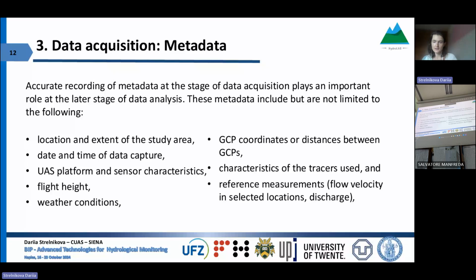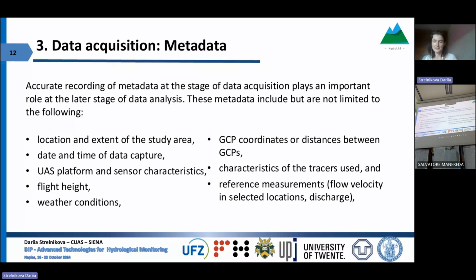The sensor characteristics: very often, or almost always, you will need to remove some lens distortions from your footage, and you need to know which sensor you used. Then, which UAS platform did you use? If you do a lot of research with drones, you want to later be able to compare the results acquired with different drones because they behave differently. For that, you need to have historic data, which footage was acquired with which drone, if you have many of those. How high did you fly?